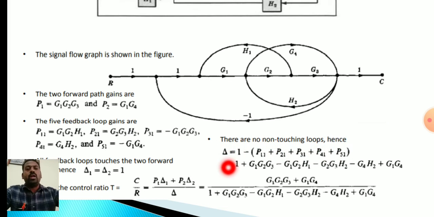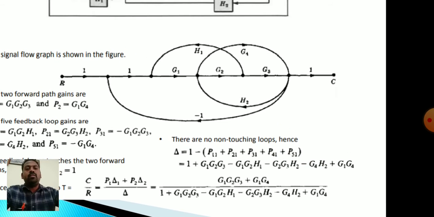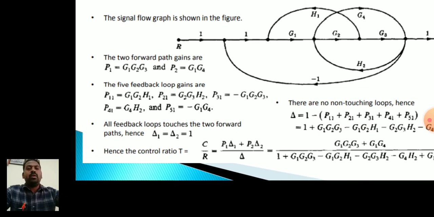Just go on adding here. 1 minus of minus plus, plus into minus minus, plus into minus minus, plus into minus minus. The last one is minus into minus, that is plus. So this is the value of delta.